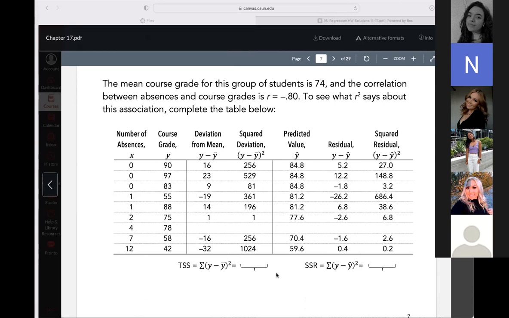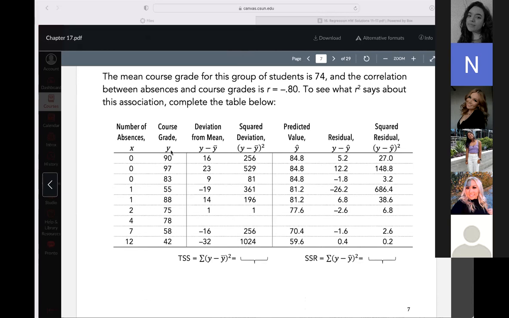So in this example, we have the actual data. Absences: 0, 0, 0, 1, 1, 2, 4, 7, and 12. And here are their course grades. So they did most of these things for us. Deviation from the mean. Well, they calculated the mean for us, which was so nice of them. 74. So 90 minus 74, 16. 97 minus 74, 23. 83 minus 74, 9, and so on. They didn't do it all for us. They left one blank. So let's fill it out. What number should go here?